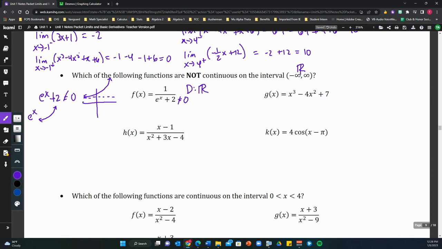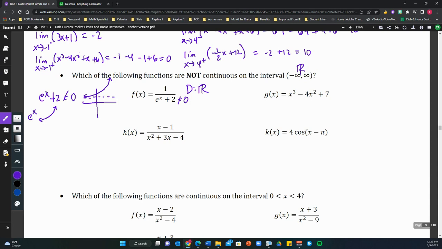It's not an absolute value function or already defined piecewise, so we don't have to worry about jump discontinuities, and there were no common factors removed top and bottom, no indeterminate form or anything like that, so we don't have any holes here either. This is a well-behaved function, so this is continuous on all reals. So this one's not our answer.